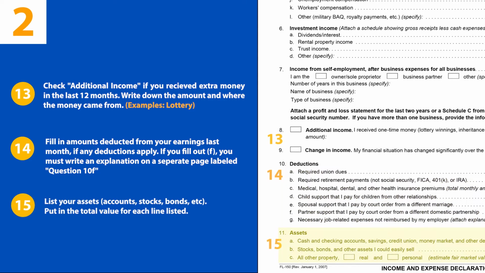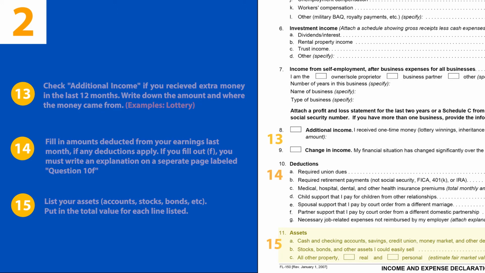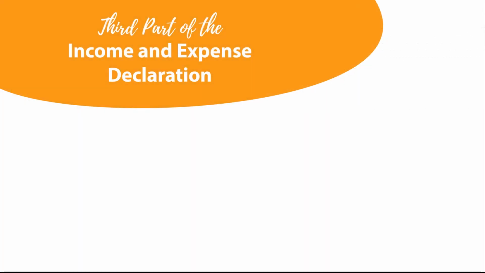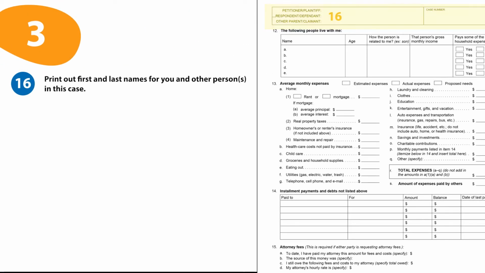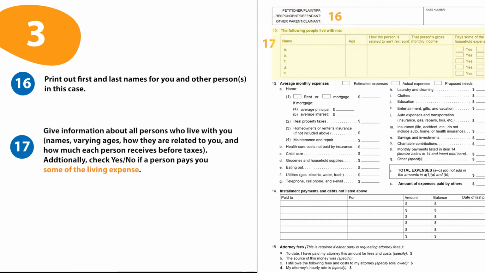List your assets, accounts, stocks, bonds, etc. Put in the total value for each line listed. Print out first and last name for you and other persons in this case. Give information about all persons who live with you. Additionally, check yes or no if a person pays you some of the living expense.